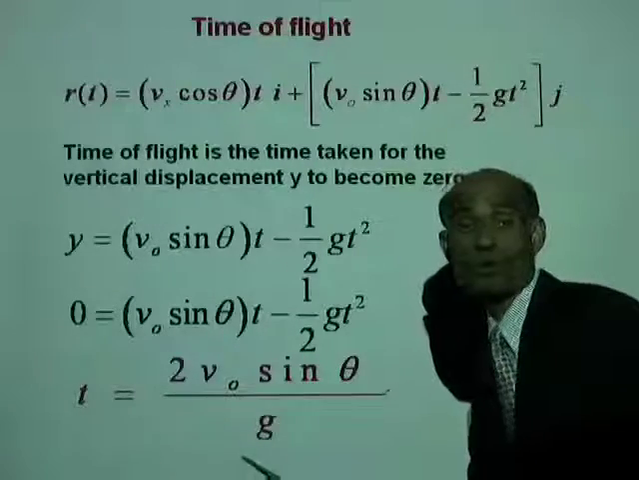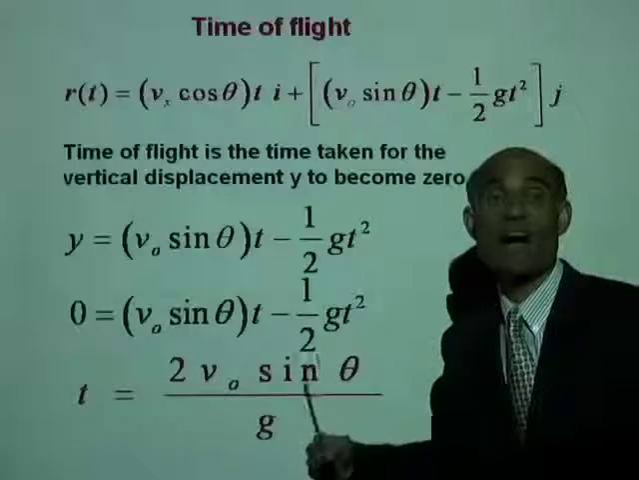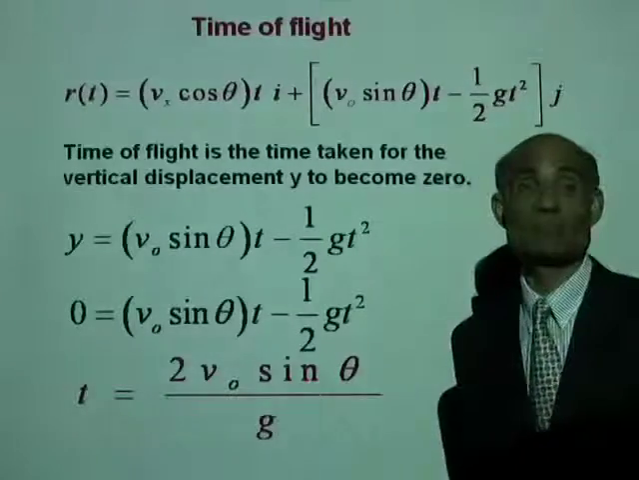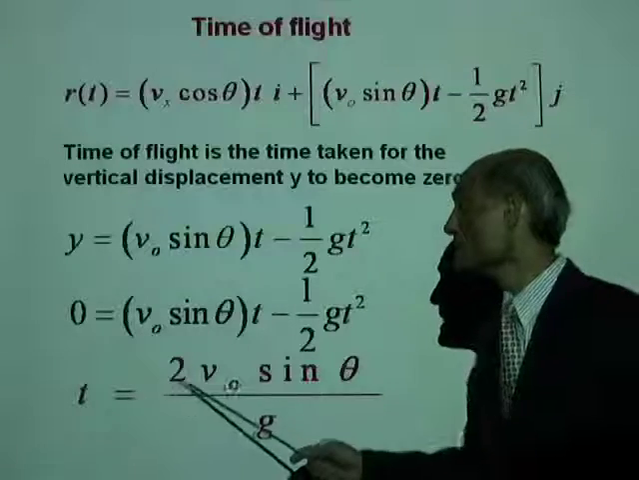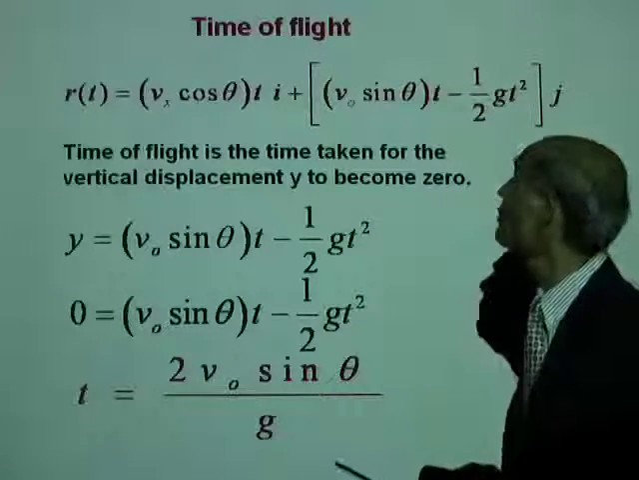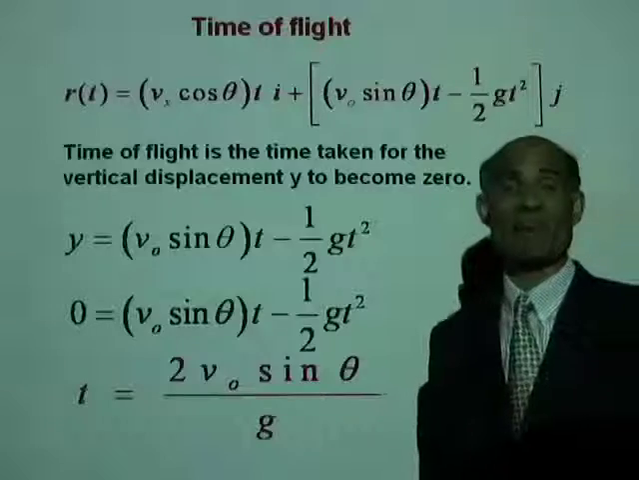Now this is an important equation. This is called the time of flight equation. The time of flight of a projectile is t equal to 2V0 sin theta divided by g.